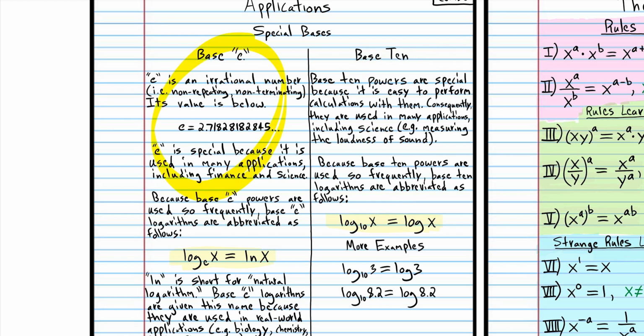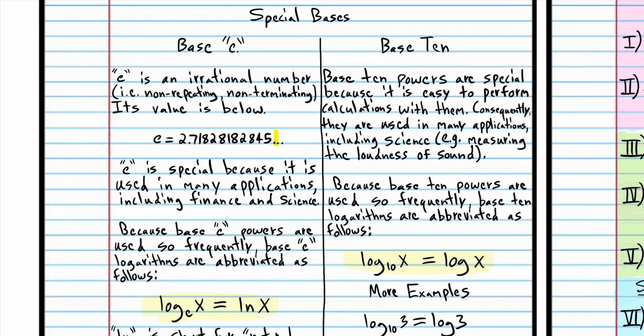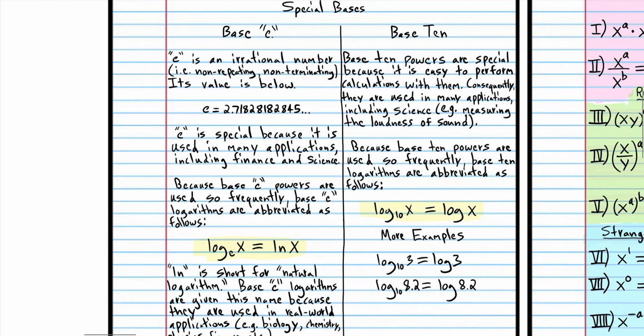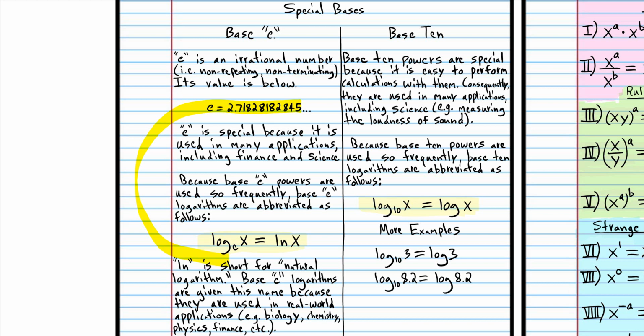We also have base e. Now e is just a constant. It's a non-repeating, non-terminating decimal, which simply means it's an irrational number. And this number is used as a base because in nature and in all kinds of applications we find that this number pops up, even in things like finance.